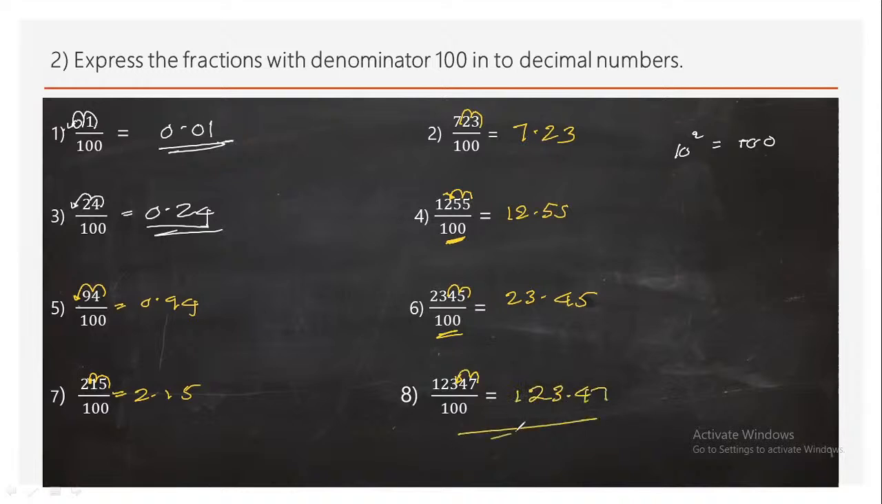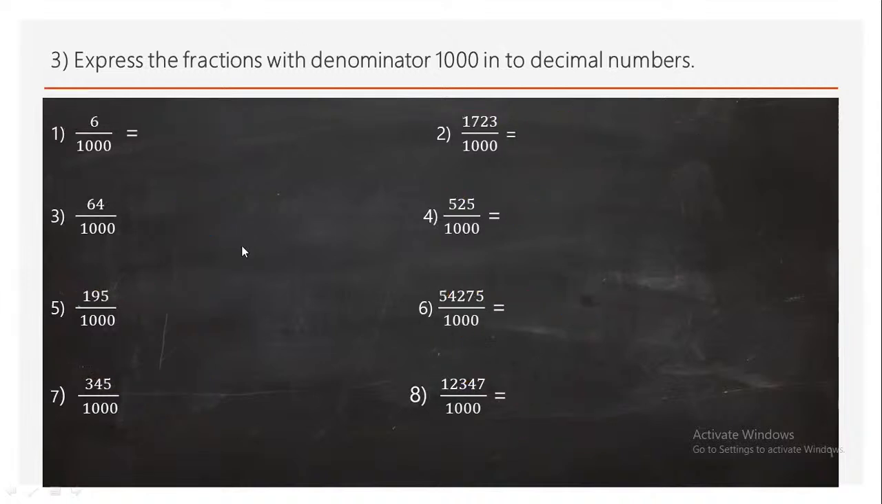So what is your conclusion? When the denominator contains 2 zeros, the answer contains 2 decimal places. So you can decide the decimal places according to the number of zeros at the denominator. Question number 3. I think all of you have done it now, right?